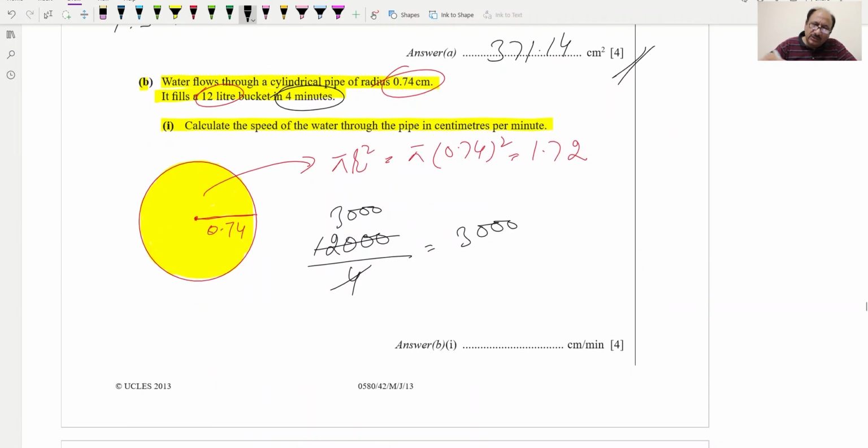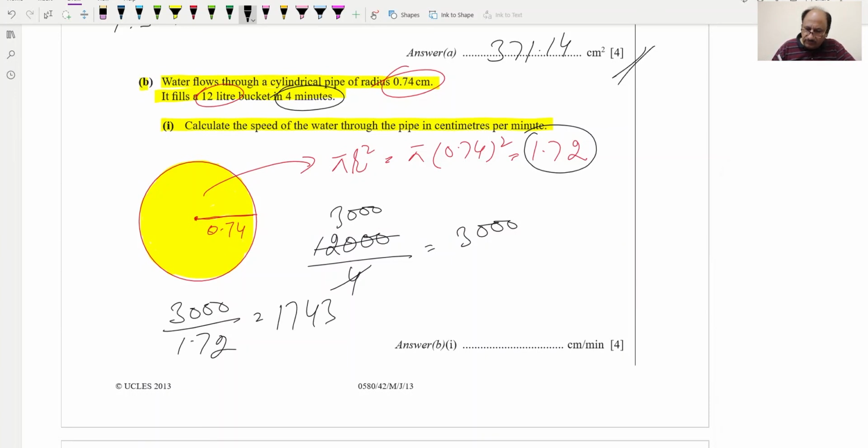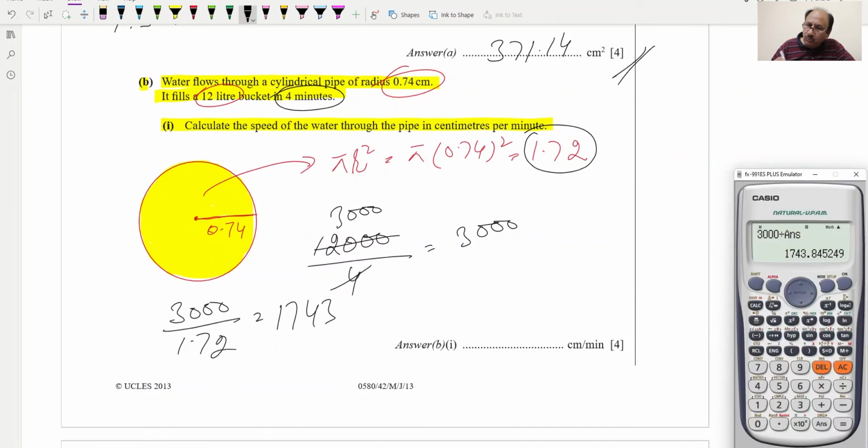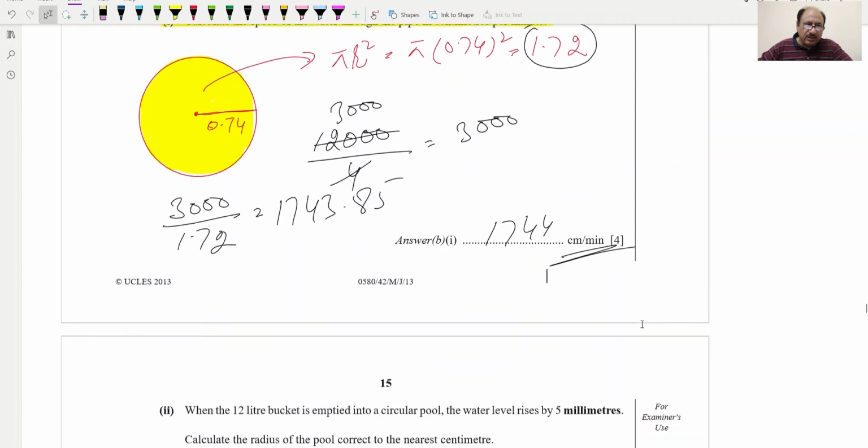Now we will divide 3000 by this area, so 3000 divided by 1.72. The answer is equal to 1743.8, so we can round it to 1744 centimeter per minute. This will be our answer for this part.